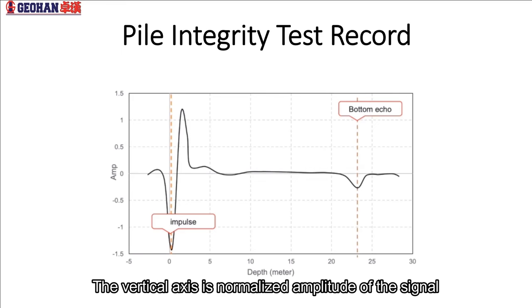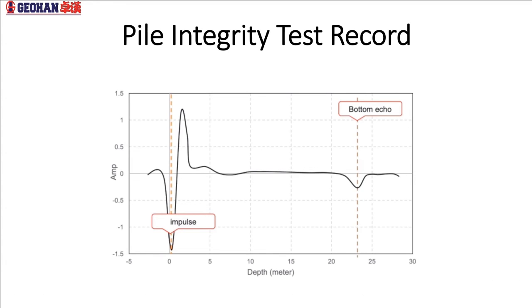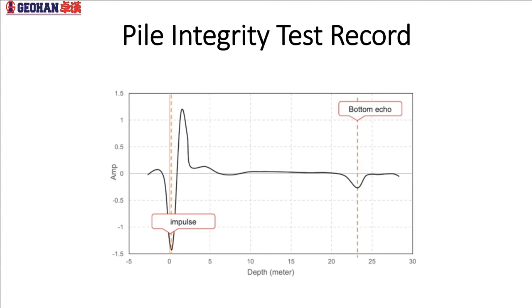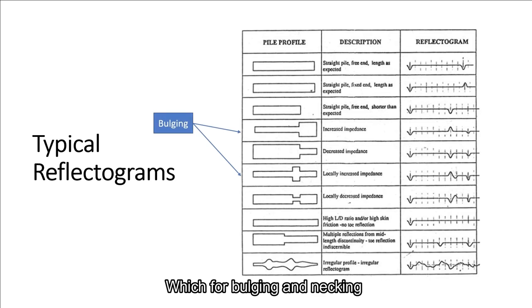The vertical axis is the normalized amplitude of the signal. The value of the amplitude is generally of no significant use in pile integrity testing. However, it visually helps the engineer to identify echoes from the pile toe or internal anomalies. These are some examples of typical reflectograms, which show necking, bulging and leaking.